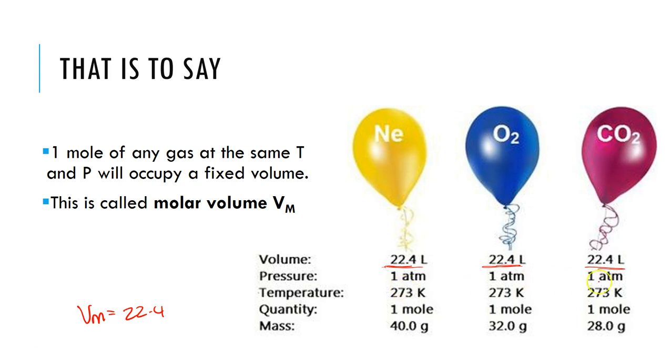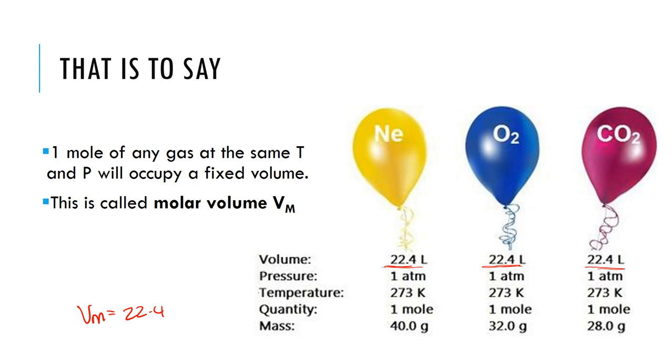And you can see that this is 1 atmosphere, 273 Kelvin, 1 mole of gas, different masses, all have the same volume. You'll notice temperature is in Kelvin. In this case, pressure is in atmospheres, but really we just need the pressure to be constant. We need to say that the gas is at a constant temperature and pressure in the question.